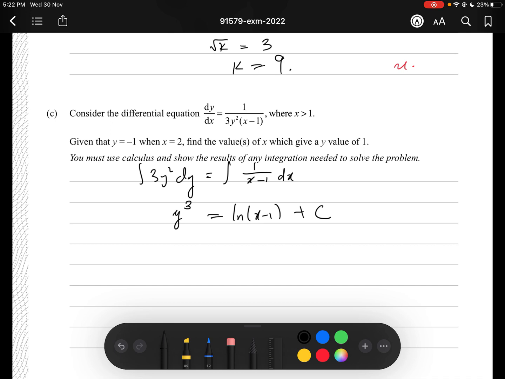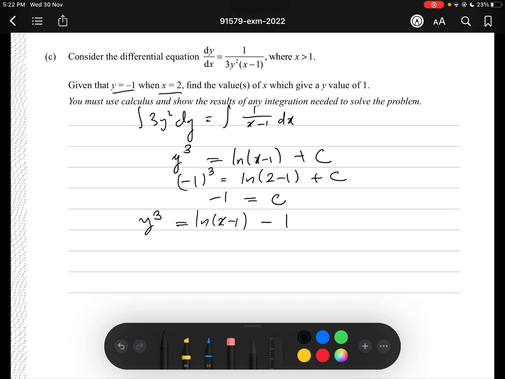So we know that y equals -1 when x equals 2, so we're going to have (-1)^3 equals ln|2 - 1| + c. So -1 equals ln 1, which is 0, plus c, so c equals -1. Therefore, we have y^3 equals ln|x - 1| - 1.